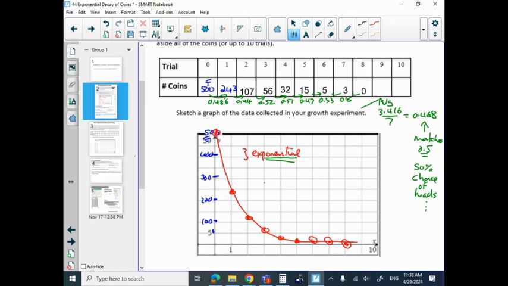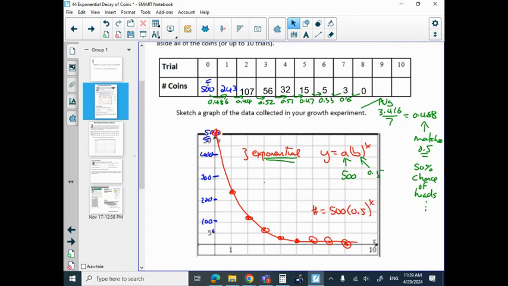Right, so the numbers are matching quite nicely. For review purposes, it's worth knowing that an exponential equation has the form a times b to the x. In my numbers, I had a 500 there, and then the 0.5 would go there. So the equation for the number of coins left should be 500 times 0.5 to the power of x.